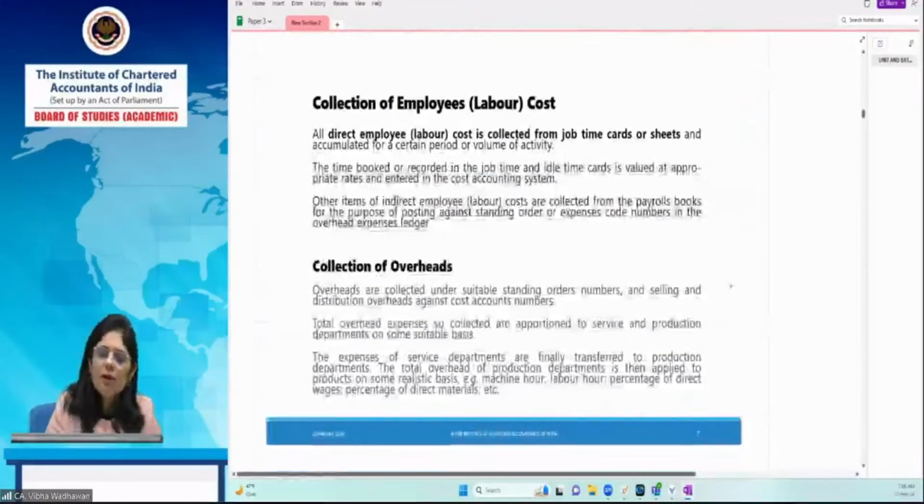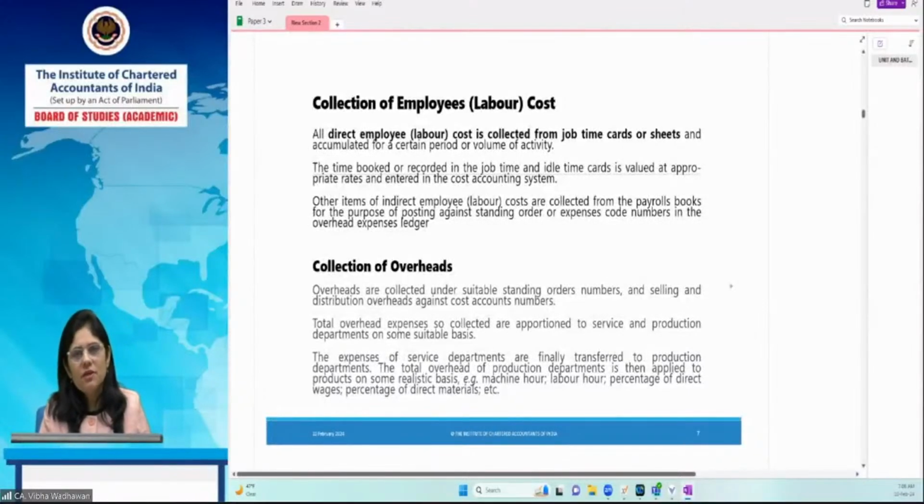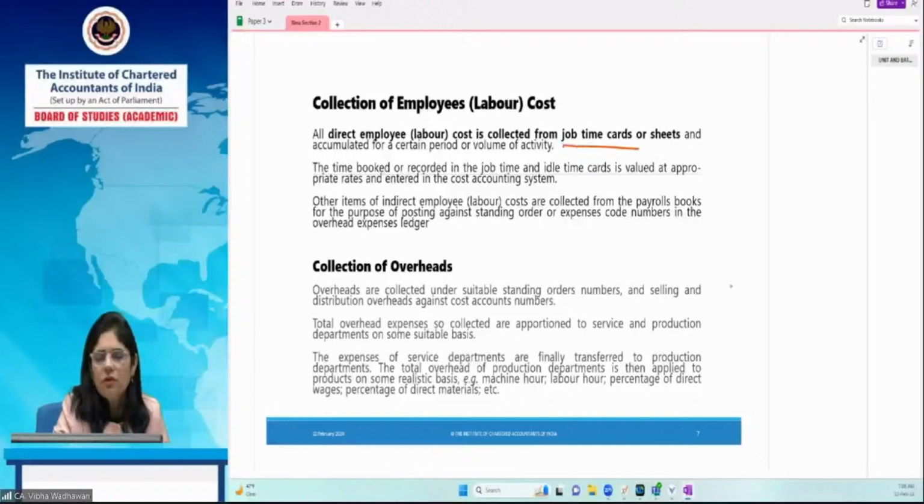Then the employee cost again. Employee cost, we have discussed in the employee module, is collected from job time cards. A job card or time card will give the information on how many hours the employee has spent on different jobs, and then we accumulate it for a certain period or volume of activity. So for these many units, how many hours have been used by the employees or the workers. So the time booked or recorded will be calculated at appropriate rates to calculate the wages and salaries.